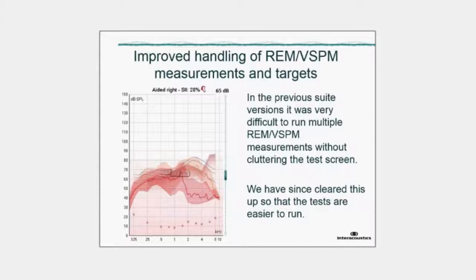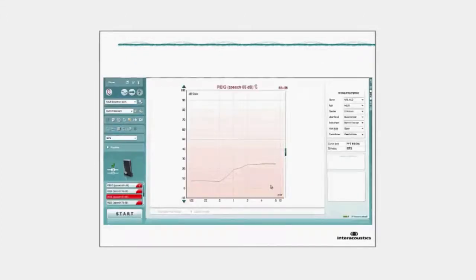and it was found that in previous suite versions, it was very difficult to run multiple REM and visible speech mapping measurements without cluttering the test screen. So what you can see from the example on the left here is there's many targets that have been applied and many measurements, and because they've been overlapped on one another, it's difficult to see which measurement belongs to which target. We've since cleaned this up so that the tests are much easier to run. So I've made a nice video on the next page to show you what changes we've done to improve the handling of this.